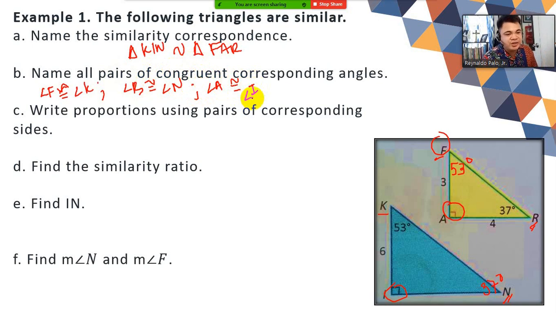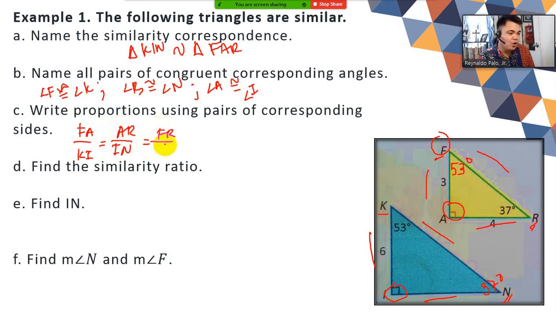Now, letter C, write the proportions using pairs of corresponding sides. So you have to take note, we are talking about corresponding sides. FA corresponds to KI, FR corresponds to KN, and AR corresponds to IN. So this will serve as your proportion. FA over the corresponding side, KI, equals AR over IN, equals FR over KN. So this is now the proportion of the corresponding sides.